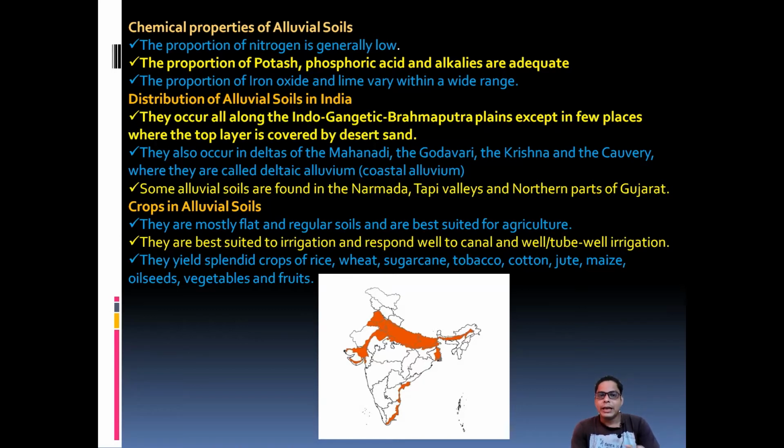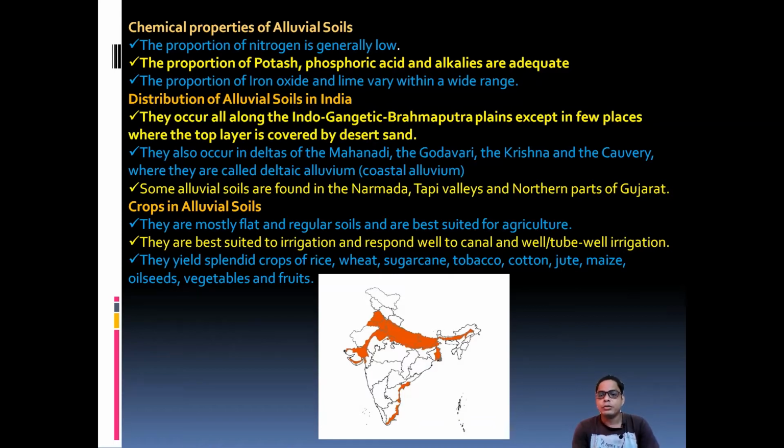Second, they can occur in the delta areas of the Mahanadi, Godavari, Krishna and the Kaveri, where they are called the deltaic alluvium or the coastal alluvial soil. Some alluvial soils are found in the Narmada and Tapi valleys and the northern parts of Gujarat. Okay, so now, crops in alluvial soils.